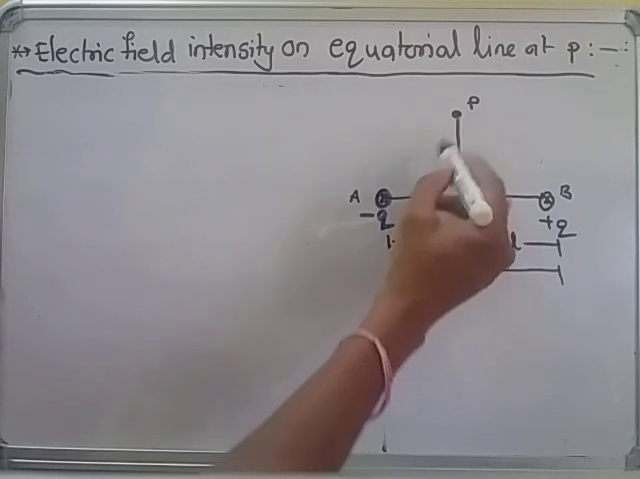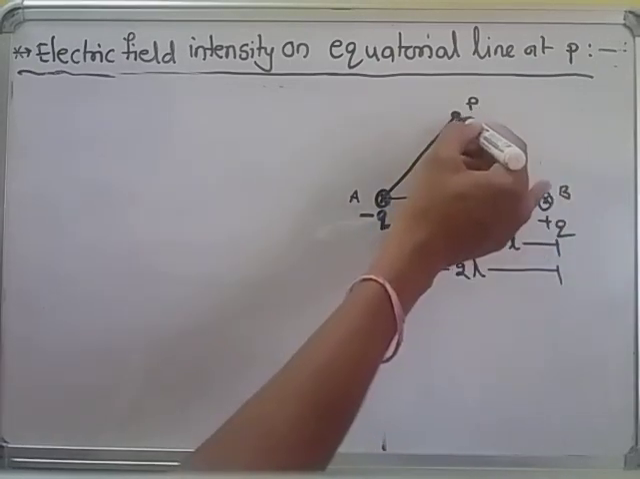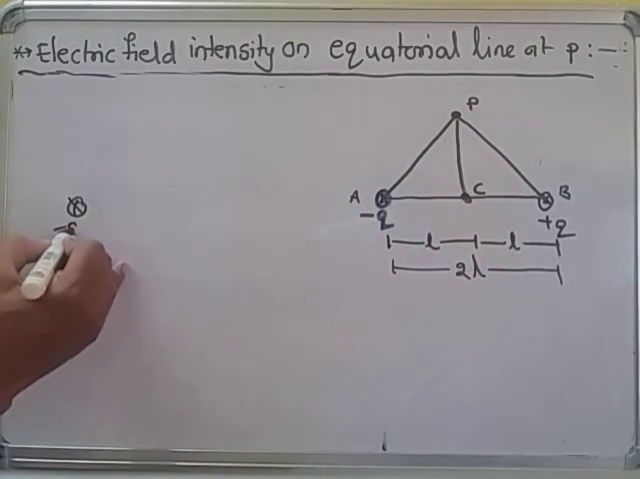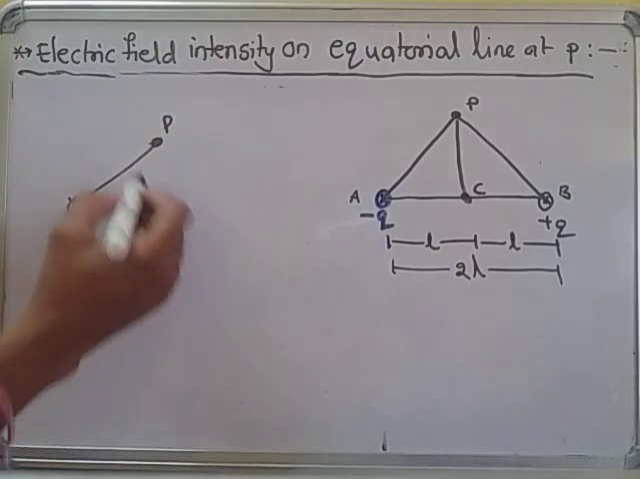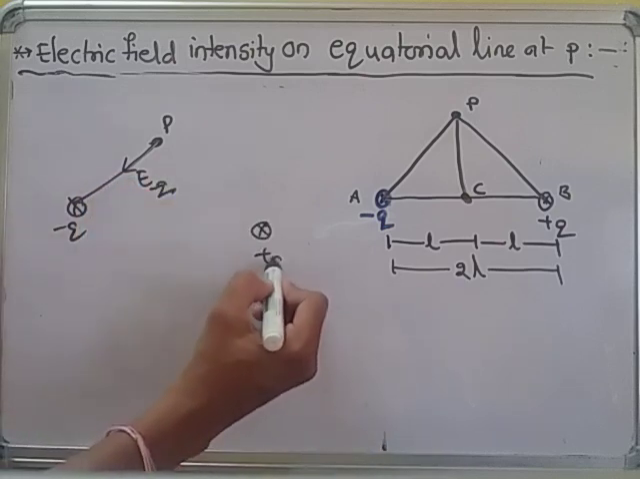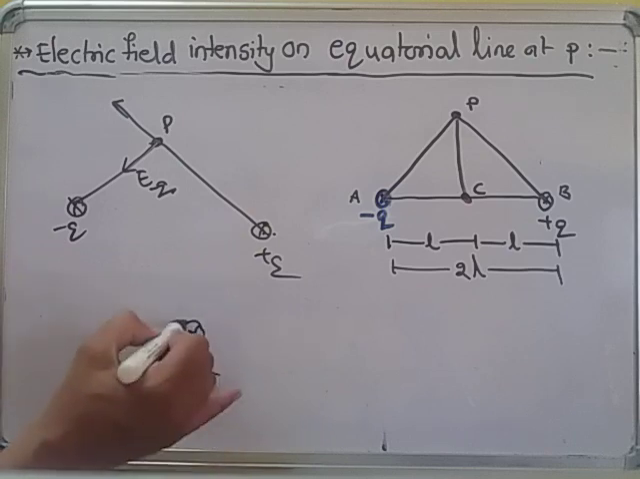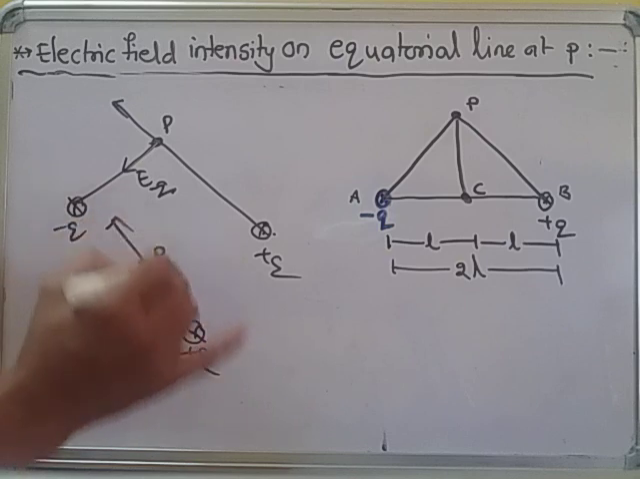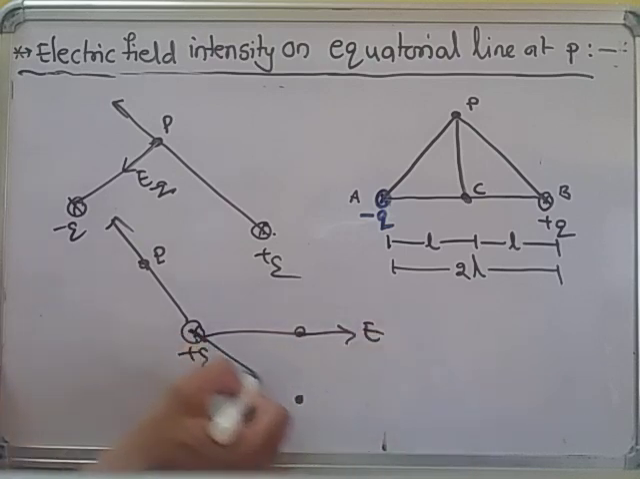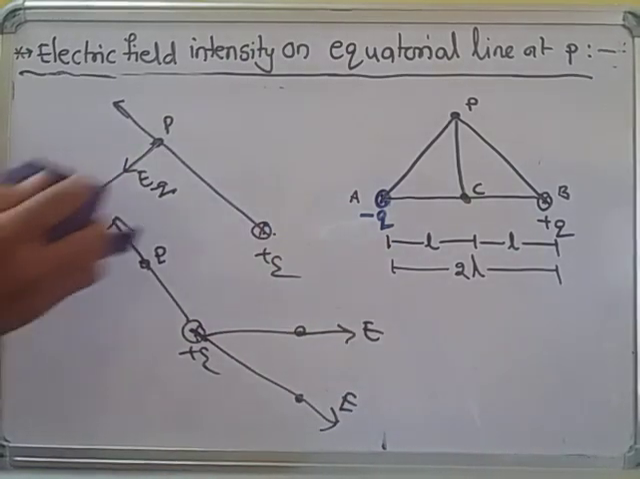Now I want to find out the electric field due to the minus q charge. For that we can join the point P and the minus q charge, and also the plus q charge and point P. Here this is the minus q charge, and the electric field direction is towards the negative charge, that we know already. Now this is the plus q charge, and the electric field intensity due to plus q charge is away from the positive charge. Like this, electric field is always away from positive charge and towards negative charge.